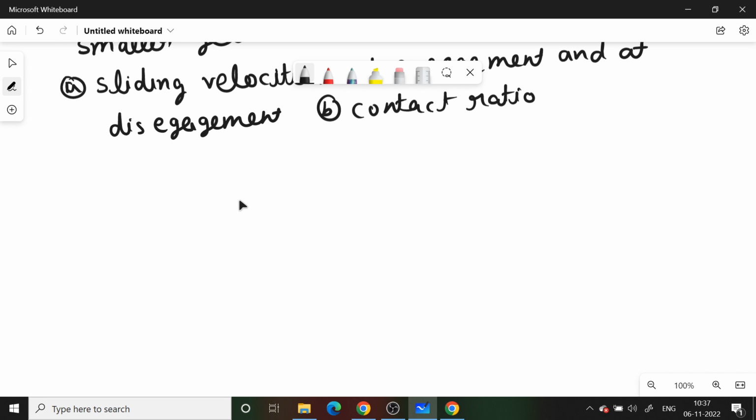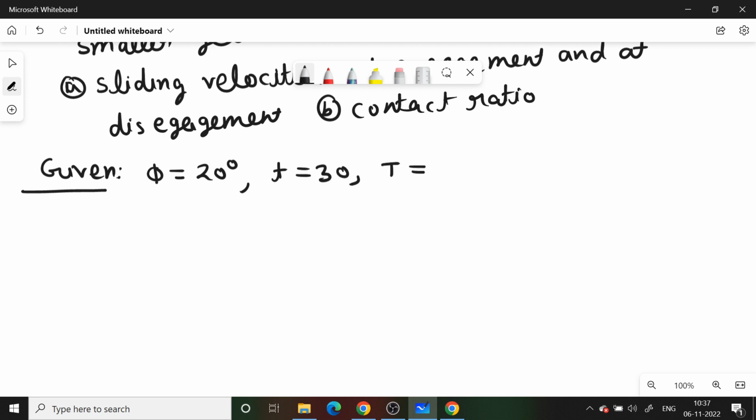Now, given pressure angle phi is equal to 20 degrees, number of teeth on pinion is 30, number of teeth on wheel is 50. So the gear ratio G is equal to capital T upon small t, 50 by 30, which is 5 by 3.